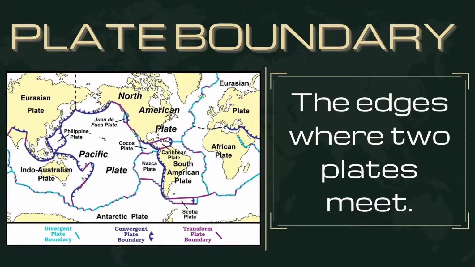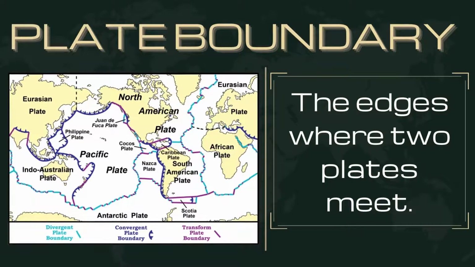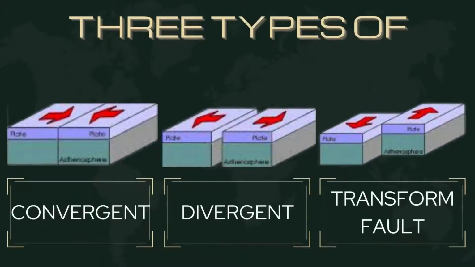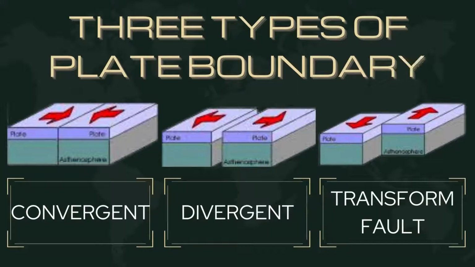Plate boundaries are the edges where two plates meet. As you can see in the diagram, the colored line represents the edges of the plates. Plate boundaries have three types: convergent, divergent, and transform fault plate boundary.